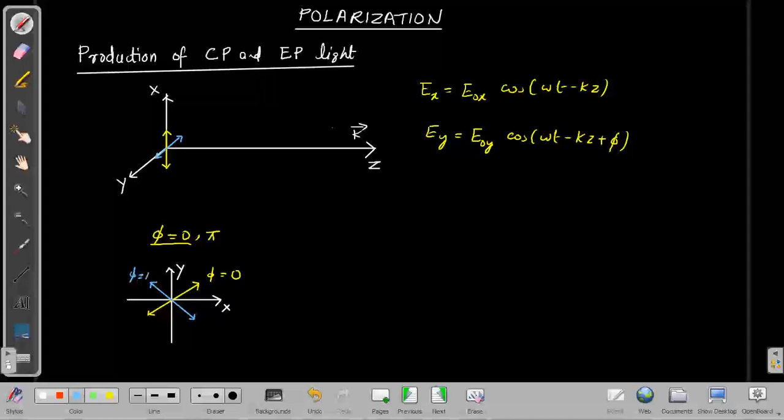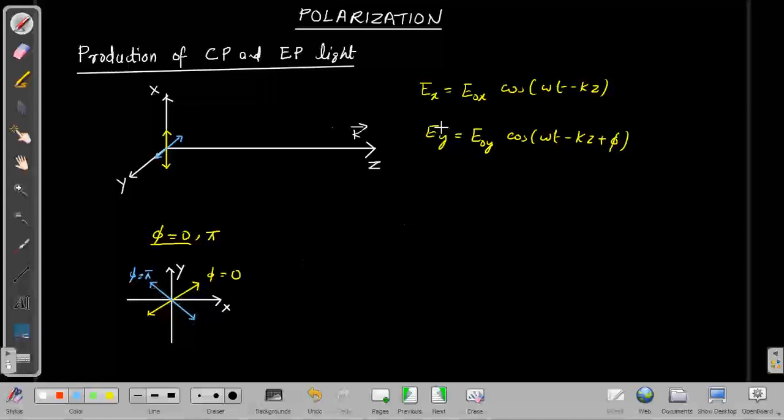So it is nothing but linear polarization. Remember, the light is coming towards you. If the phase difference phi is 0, then the direction of oscillation of the electric field looks like the yellow one while the light is coming towards you, and if phi equal to pi, then the electric field would be oscillating like this blue vector.